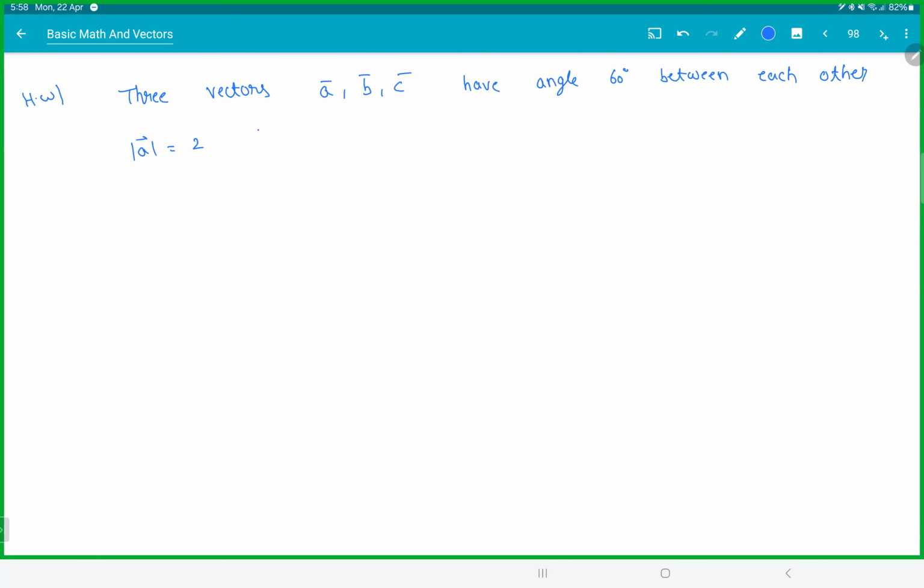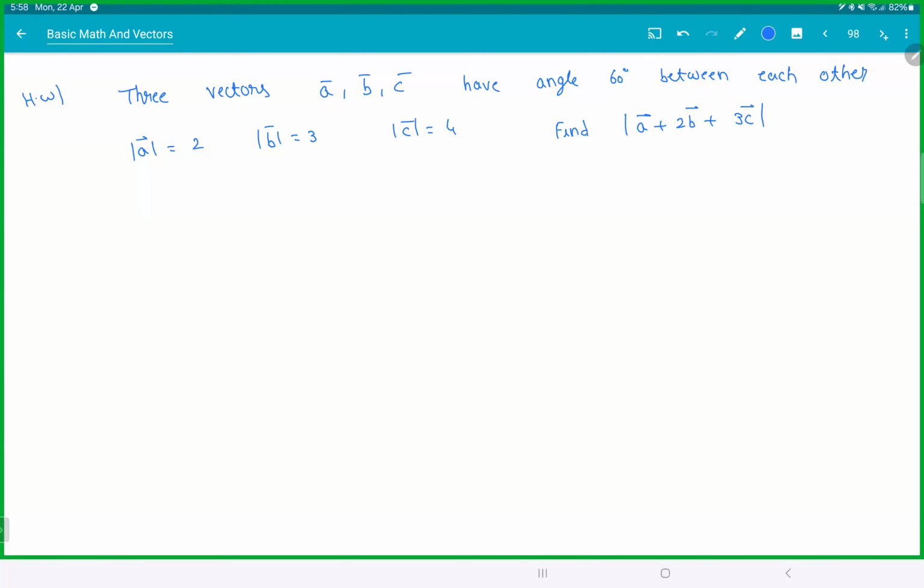Mod A bar is 2, mod B bar is 4, mod C bar is 6. Find the magnitude of the vector A bar plus 2B bar plus 3C bar. I'll do one thing, but I can make this 3 and make this 4. So this I will leave to your homework.